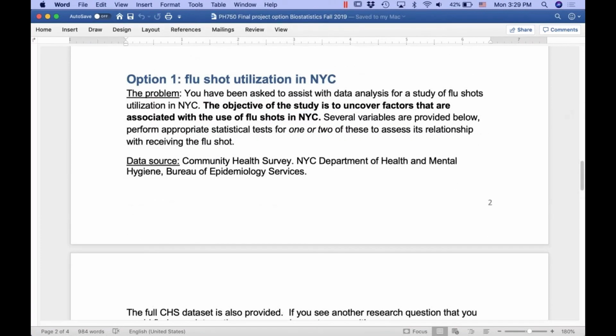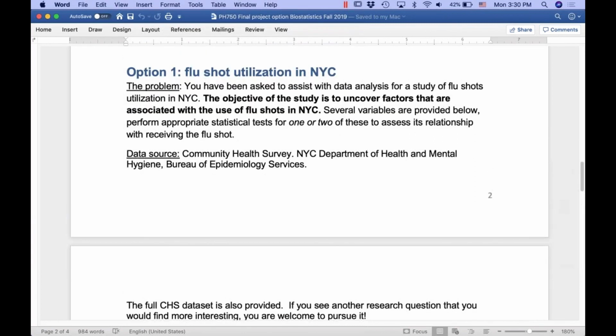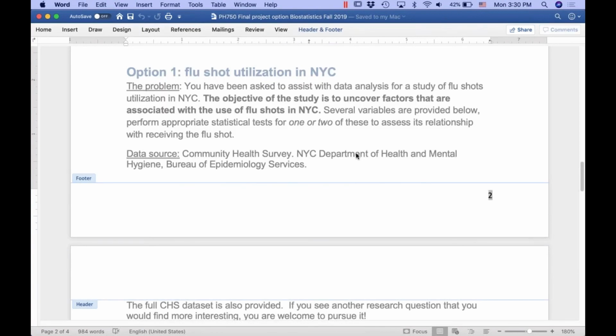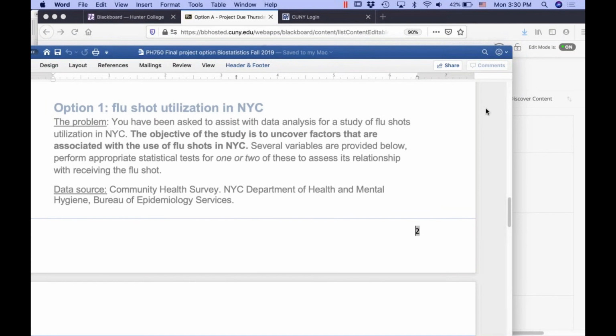So what are your options? Well, one option is that you do an analysis based on flu shot utilization in New York City. Are people that are more insured more likely to get flu shots, are people that are native born to the United States, or do different boroughs have different rates, and so on and so forth.